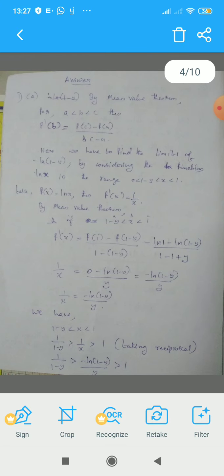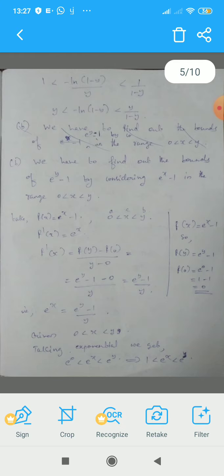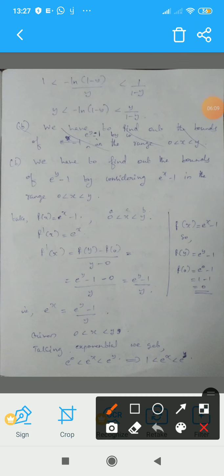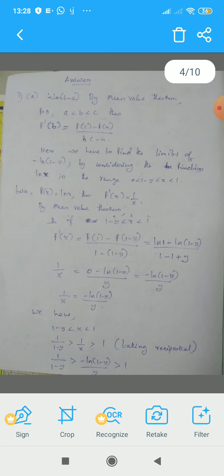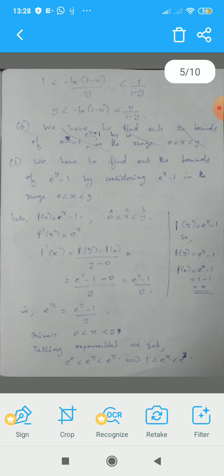Then I write the previous step again. That is 1 less than minus log 1 minus y by y less than 1 by 1 minus y. Here there is no difference. The only difference is that here all the inequalities started from the greater than symbol, so I reverse it. I am only reversing it. So I got 1 less than minus log 1 minus y by y less than 1 by 1 minus y.